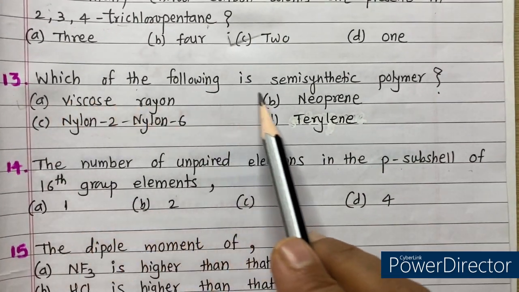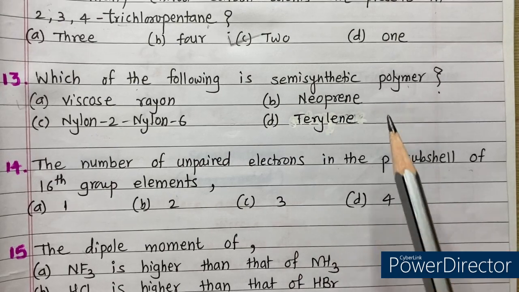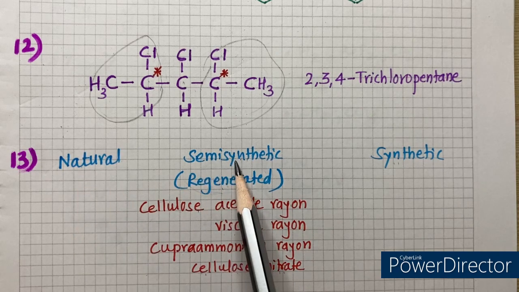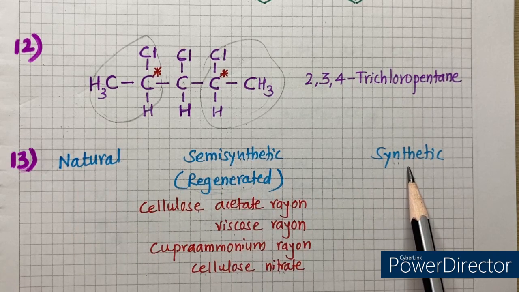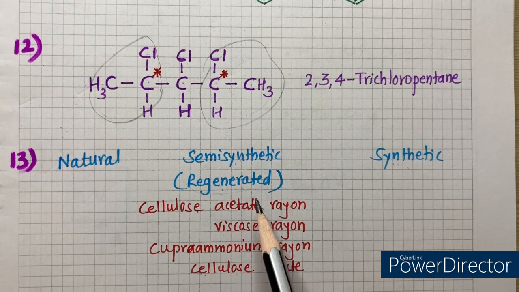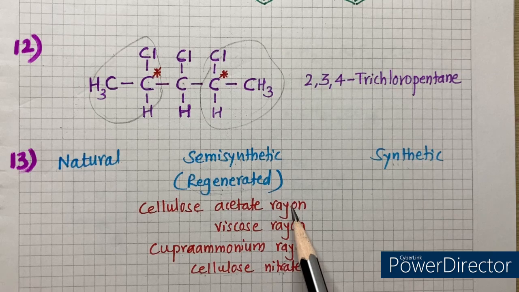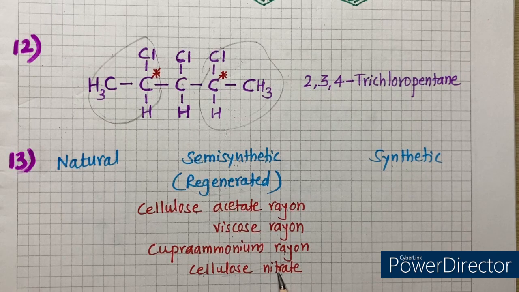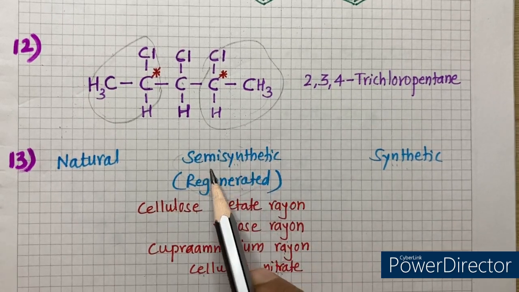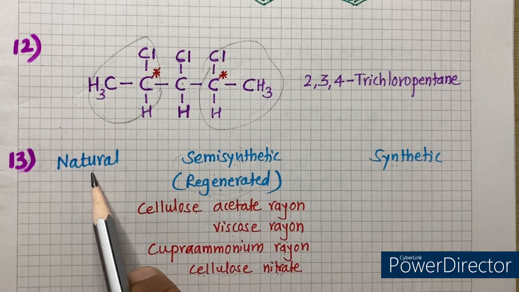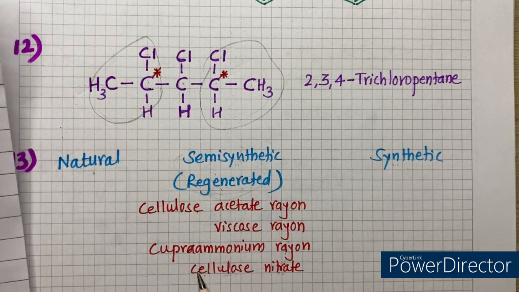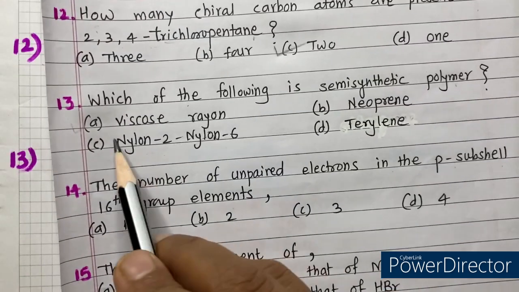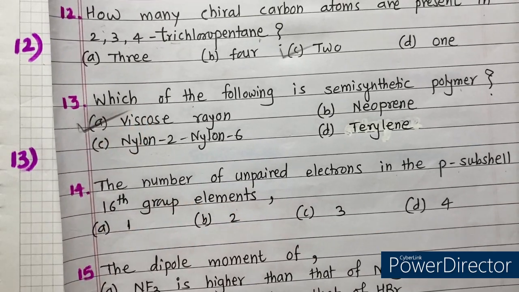Next question, which of the following is a semi-synthetic polymer? So we know that, depending on source, there are natural, semi-synthetic and synthetic polymers. Okay, you should know the different examples of all these. Semi-synthetic examples are all rayons and cellulose nitrate, because these are manufactured using natural sources like cellulose. Therefore, remember, rayon and cellulose nitrate are the examples here. Therefore, the answer is viscose rayon.